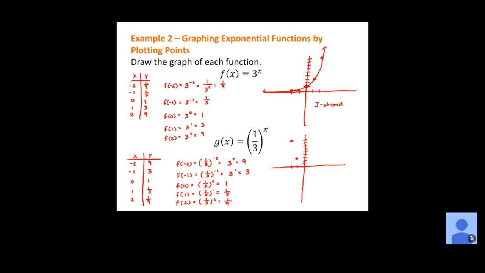My y-intercept is still 0, 1, right? So that still crosses right here at 1. And then as I go towards the positives, now I get those fractional values. So at 1, it was 1/3. And at 2, it was 1/9.